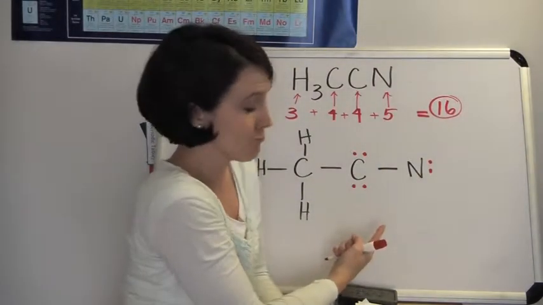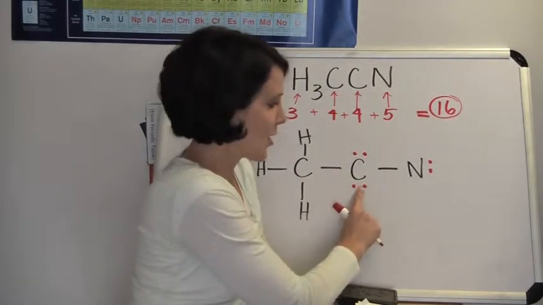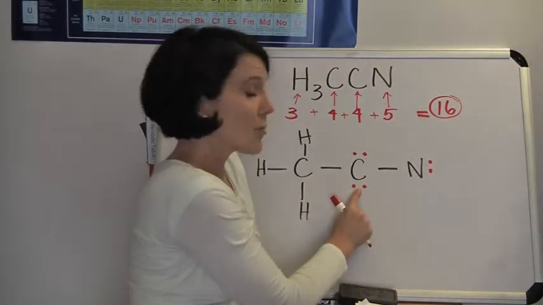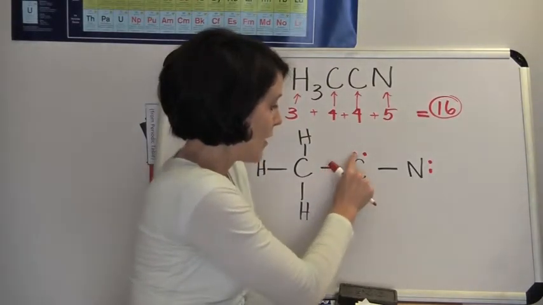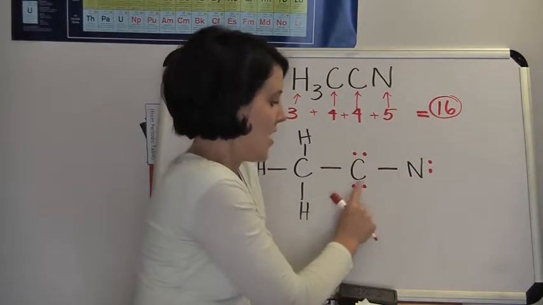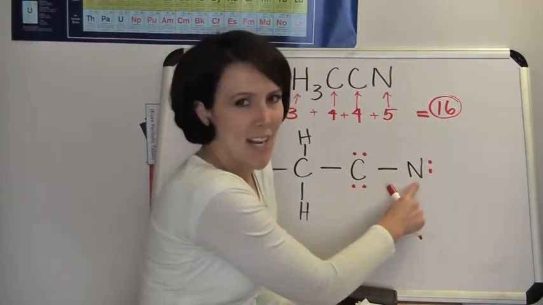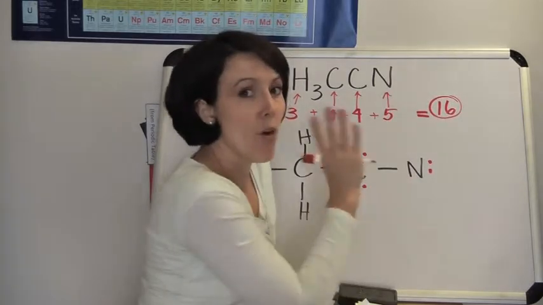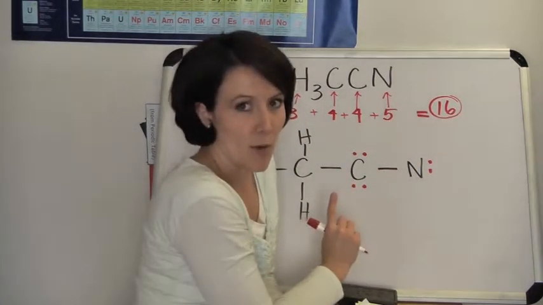Does this work? I don't think so. Let's look at the octet for this carbon and this nitrogen. This carbon is taken care of, right? 1, 2, 3, 4, 5, 6, 7, 8. So we first think, oh, this might work. But then look at this nitrogen. The nitrogen only has 4. 1, 2, 3, 4. So that's not going to work.